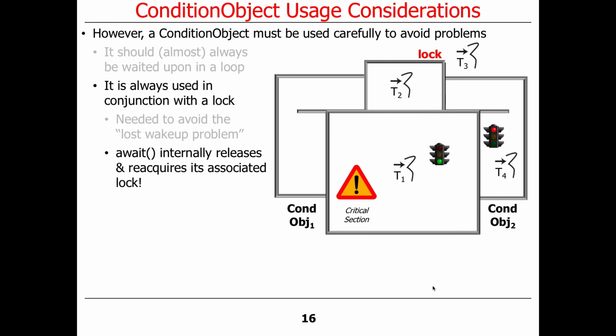Internally, as you recall, await will release and reacquire its lock, but it has to be locked in the first place. So if you don't lock it, then it's going to be releasing something that's not already locked, which is also a bug too.